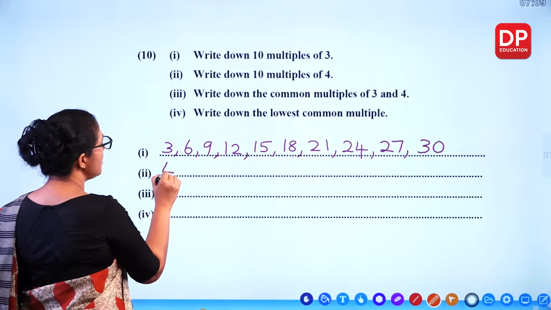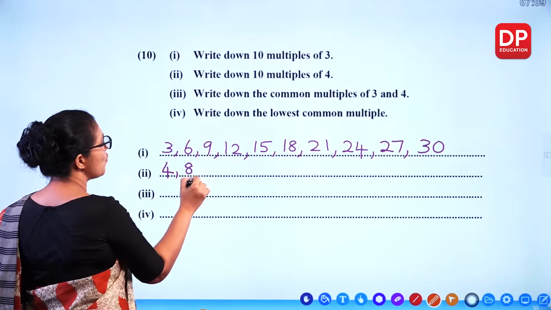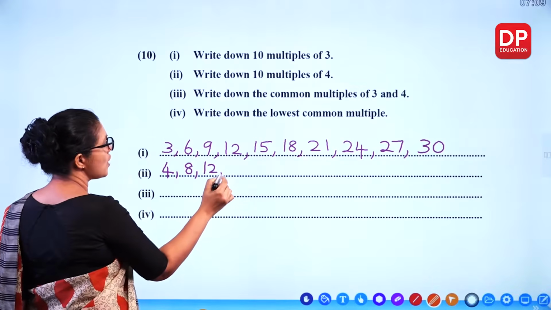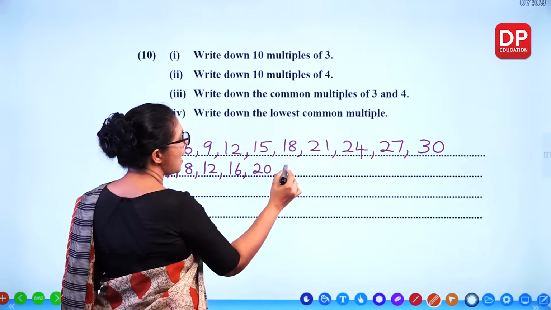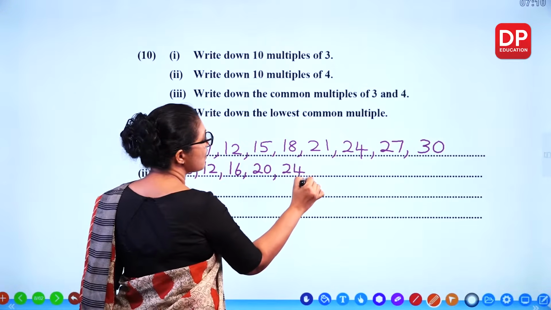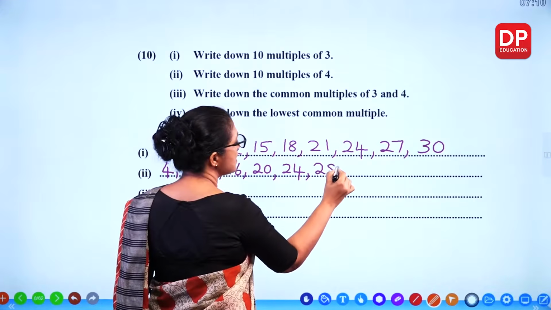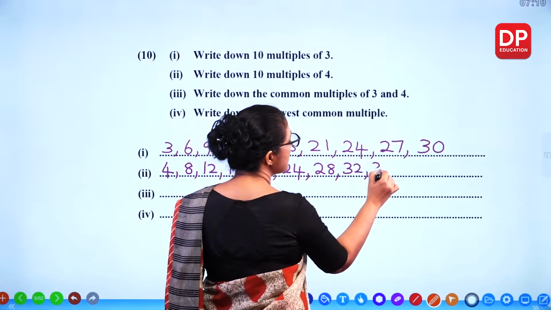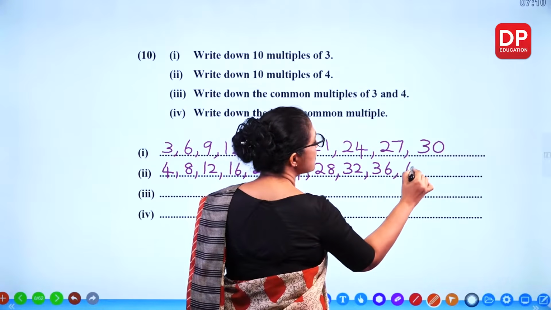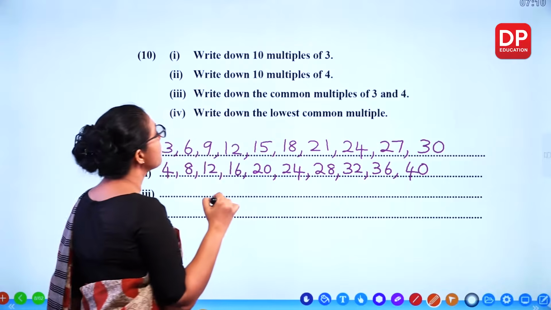4 times 1, 4. 4 times 2, 8. 4 times 3, 12. 4 times 4, 16. 4 times 5, 20. 4 times 6, 24. 4 times 7, 28. 4 times 8, 32. 4 times 9, 36, and 4 times 10, 40.